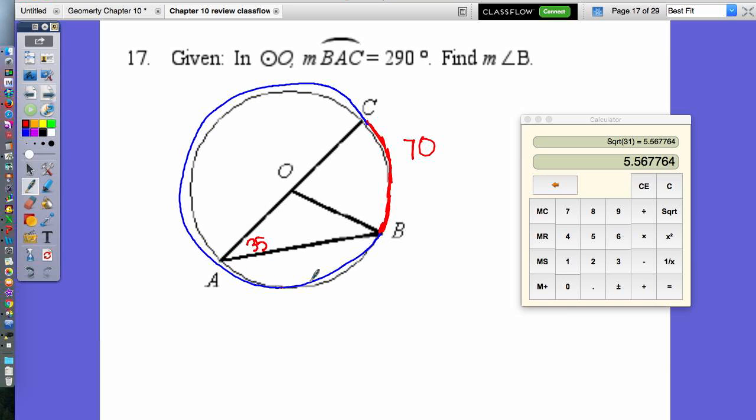I can see that AOC is a diameter, okay? That means A to B to C is 180. So A to B to C would be 180. If B to C is 70, A to B is 110.